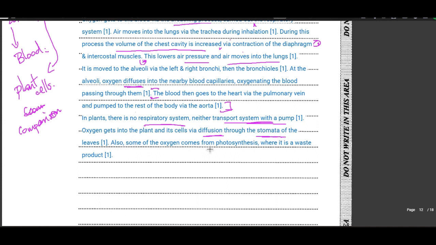All right. And you can also indicate that this is its gaseous exchange. So the gaseous exchange is going to happen at the stomata. Also, you can mention gaseous exchange at the alveoli when the oxygen is diffusing. You can do that as well. Also, some of the oxygen comes from photosynthesis, where it is a waste product. So it also produces a little bit of its own oxygen, which it can then use in respiration as well. And that's basically it for your 9 marks: 1, 2, 3, 4, 5, 6, 7, 8, and 9. So that's your answer.